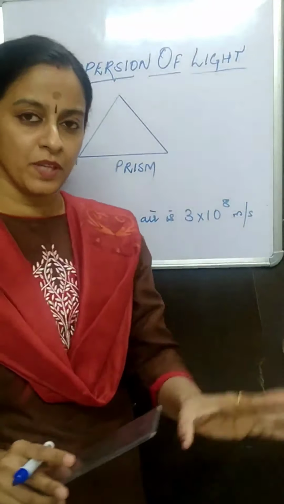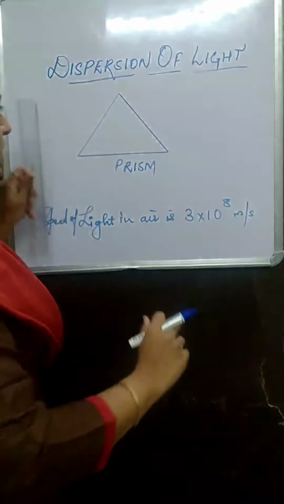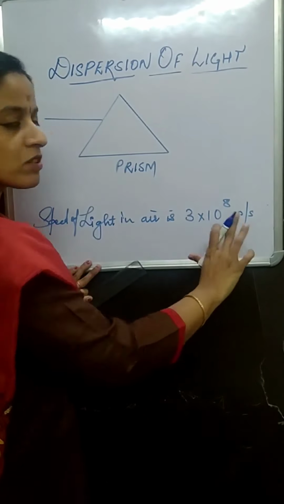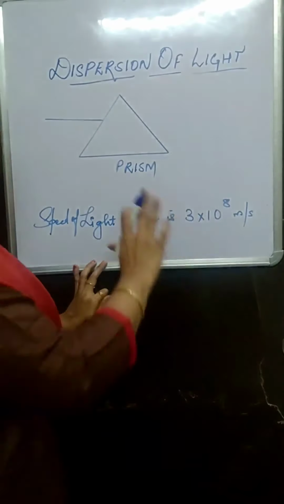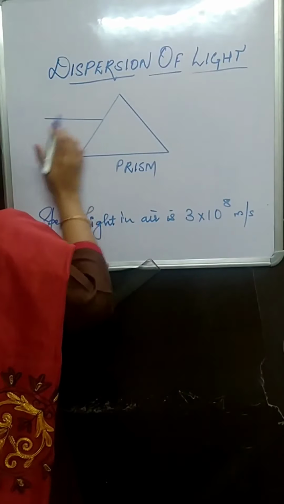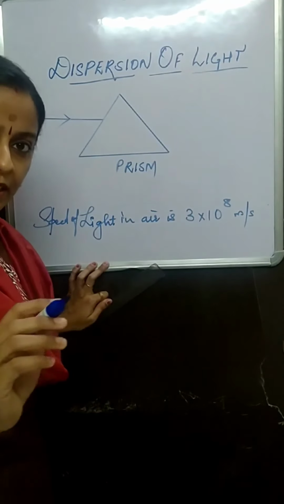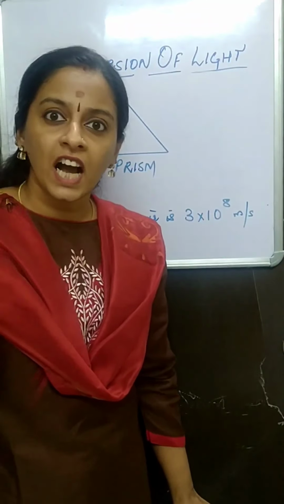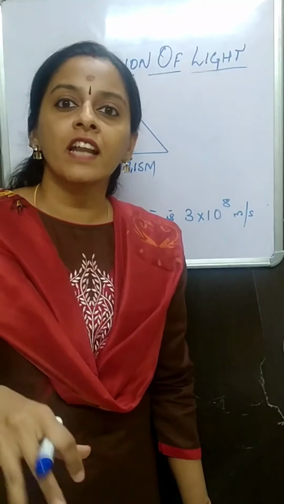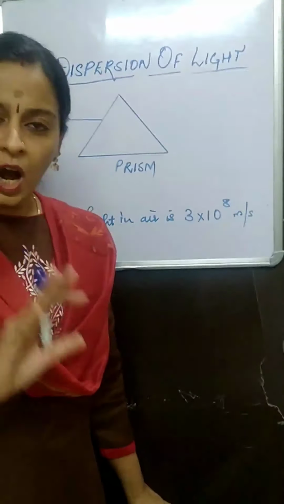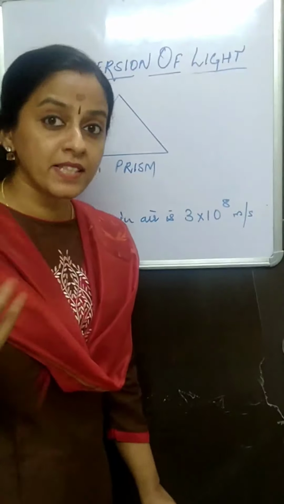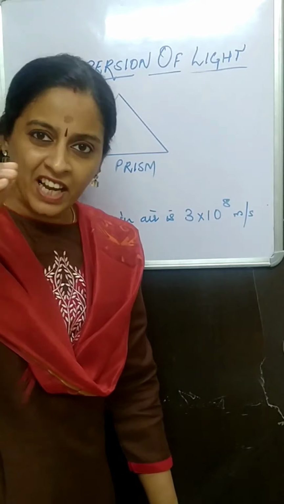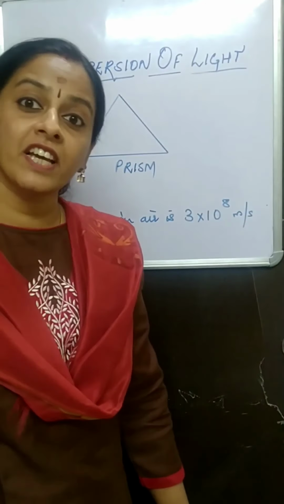Here I am considering a prism. The ray of light, when it is present in the air, has a speed of 3 into 10 raised to 8 meter per second. As soon as it enters another medium, the different colors present in this white light will travel with different speed. Red color has the maximum speed and violet has the minimum speed. So, red color deviates the least and violet color deviates the most.